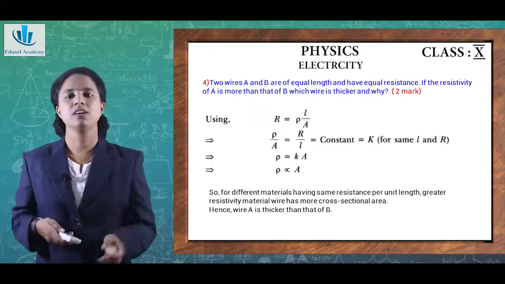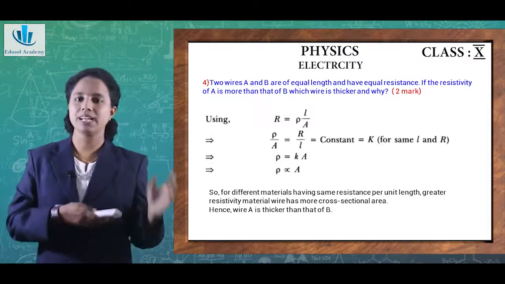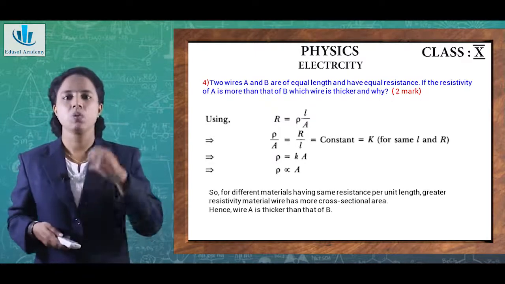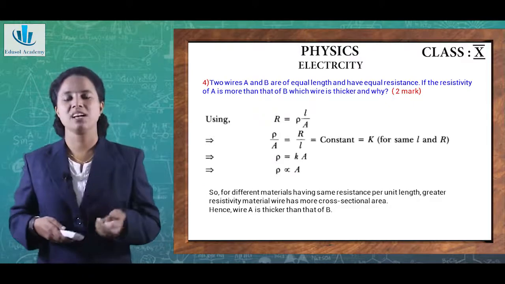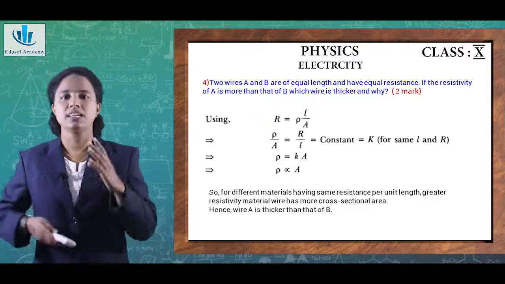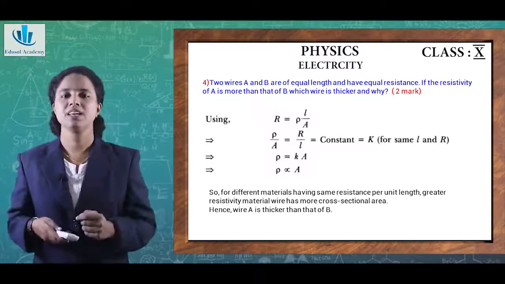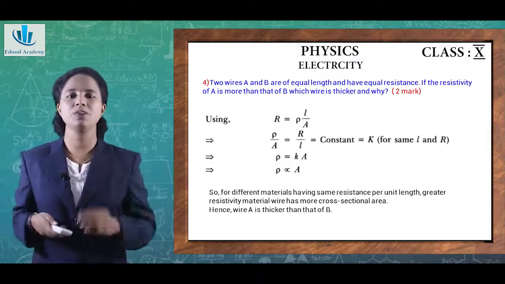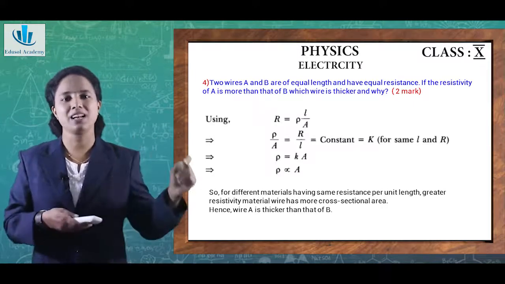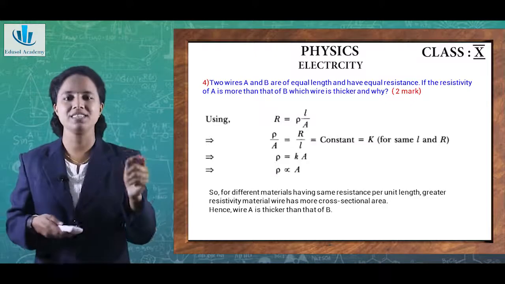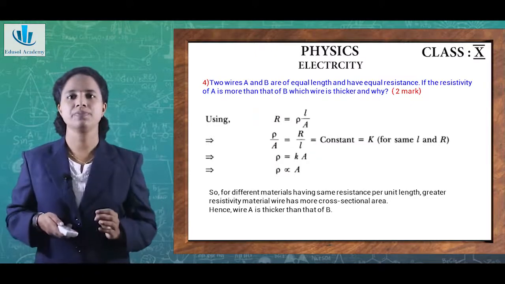So that means for different materials having the same resistance per unit length, the greater the resistivity of the wire material, the more cross-sectional area it will have. So since resistivity is more for A than that of B, wire A will also be thicker than B. So resistivity is directly proportional to area in this case, and hence wire A is thicker than that of B.